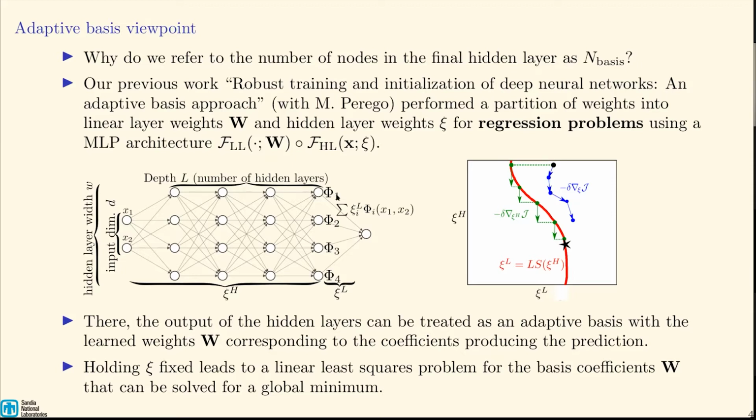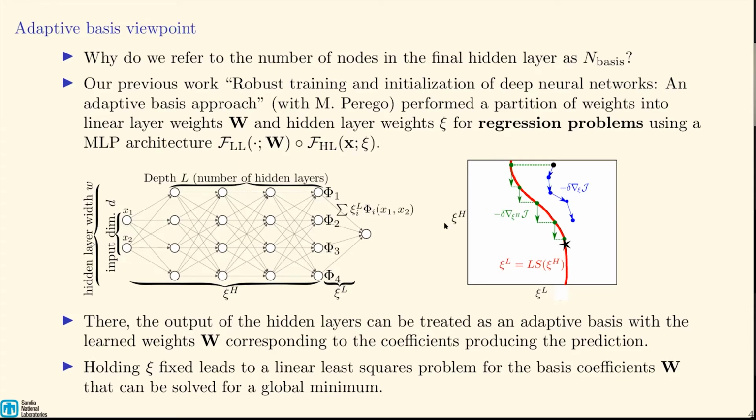Because the loss function in regression is a least squares loss, for fixed hidden layer weights you can find the globally optimal linear weights in a single least squares solve. So again, instead of just doing a standard gradient descent method, you always evaluate and update your hidden layer weights using gradient descent, using the optimal representation of your data in that adaptive basis.